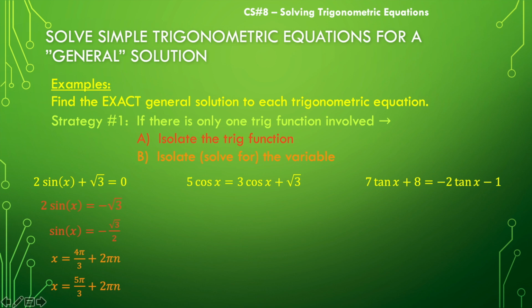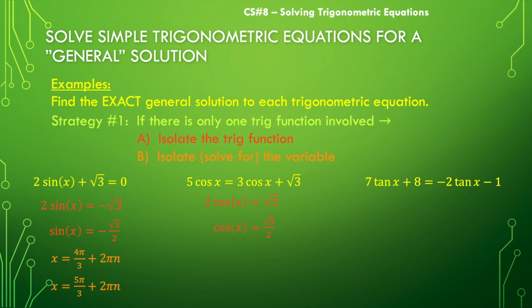Okay, so let's look at this middle example. We want to isolate the trig functions, but there's two of them. Oh, I'm going to have to combine like terms here. Let's subtract 3 cosine of x to the left. So we've got 2 cosine of x is equal to the square root of 3. And now divide out that 2. And so I'd have cosine of x equals the square root of 3 over 2.